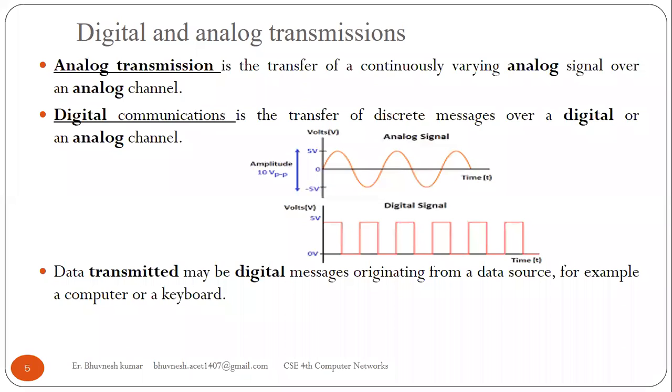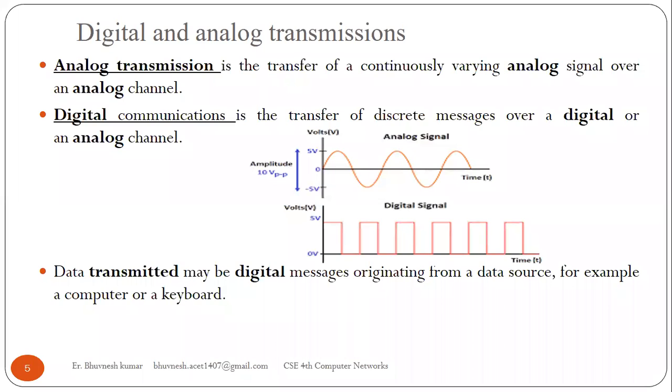Digital communication or digital transmission is the transfer of discrete messages over a digital or an analog channel. Here, digital communication is your discrete message in the form of 0, 1. The diagram is shown. The first one is your analog signal, and in this your frequency is shown in red according to time. But the bottom one is your digital signal, in the form of 0 and 1. High, 5 volt, means it is 1. If it is low, it is binary 0.